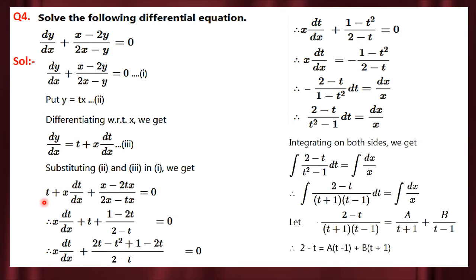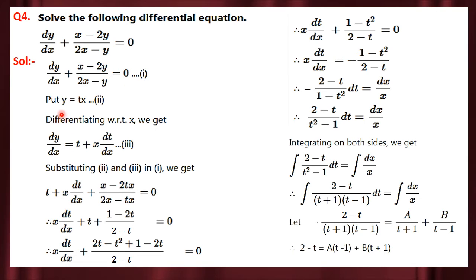Students, you have to learn the lesson integration thoroughly, then only you can solve the sums of this lesson. Now solve the differential equation dy by dx plus (x minus 2y) upon (2x minus y) is equal to 0. So we will take the substitution y is equal to tx in the given equation. You can keep the second term in the LHS or you can take it to the RHS also.